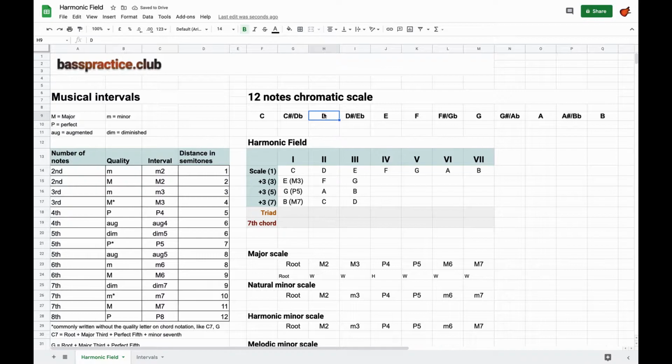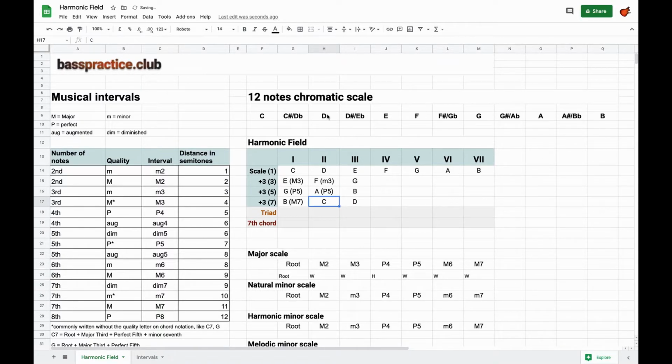Let's do the same now from D to F. So I have here D, 1, 2, 3 semitones. I go to my table. Oh, it's a minor third. So I put here minor third. From D to A, 1, 2, 3, 4, 5, 6, 7. 7 is a perfect fifth.